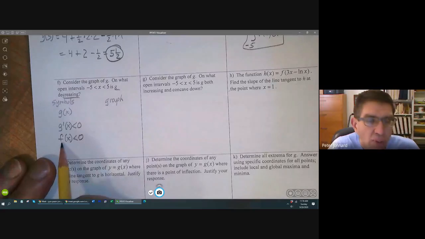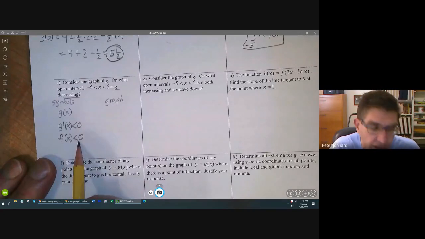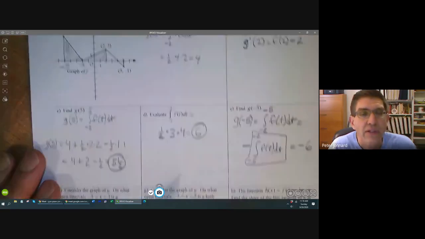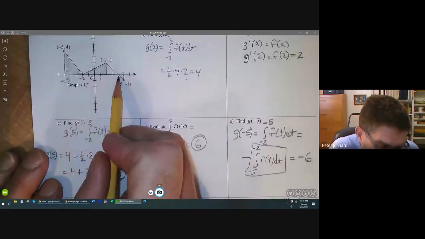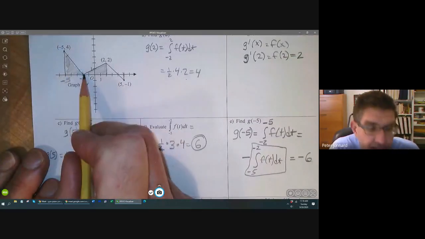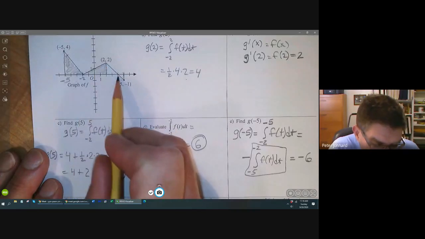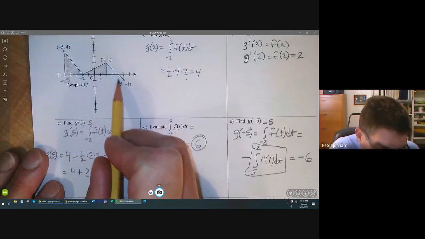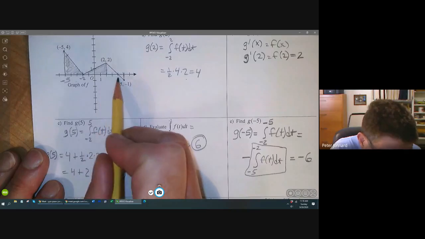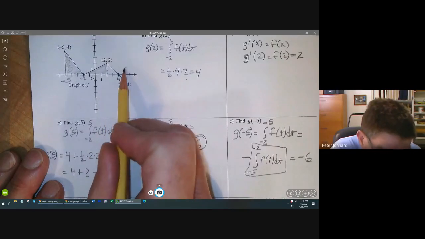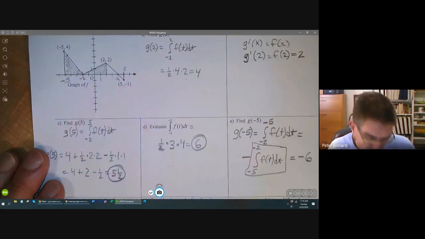Basically, all we need to do is find places on the graph where f of X is negative. So look at the graph. F of X is not negative here. It's 0 there, but that's not negative. It's positive here, and it's positive until there. The only place where F is negative is between 4 and 5. That's the only possible place.